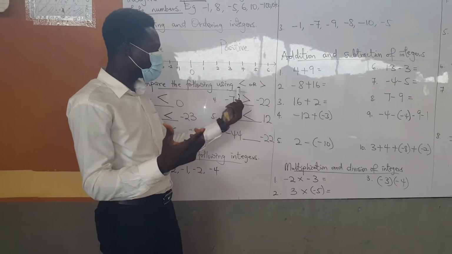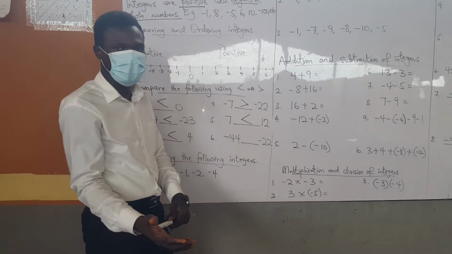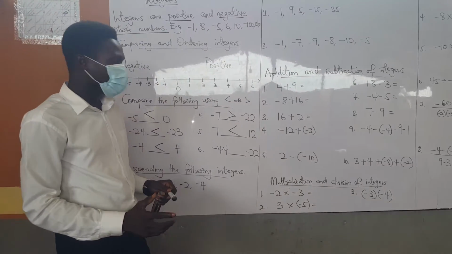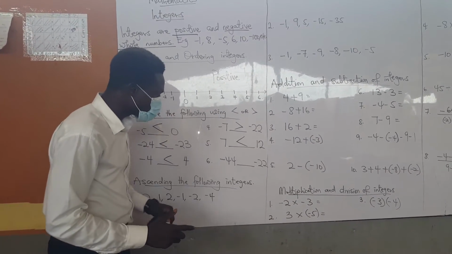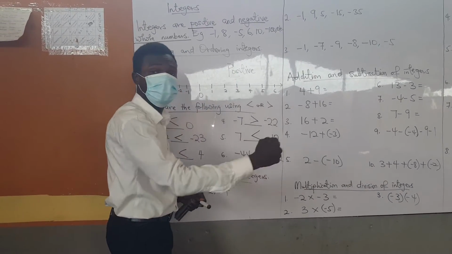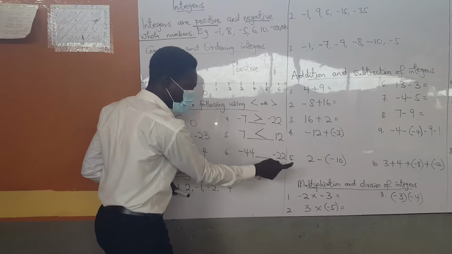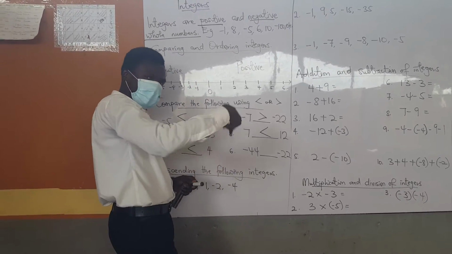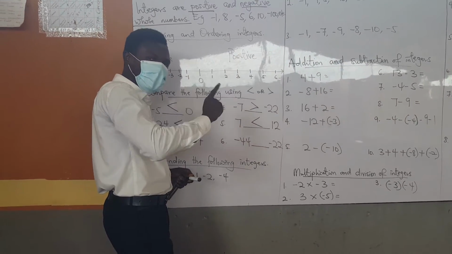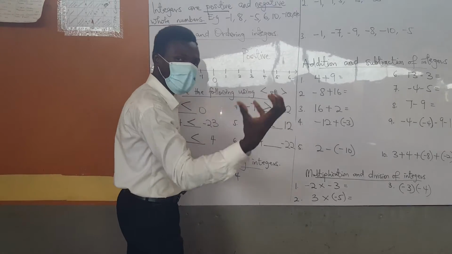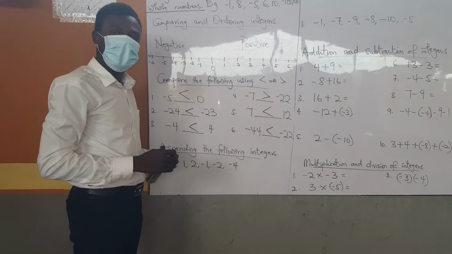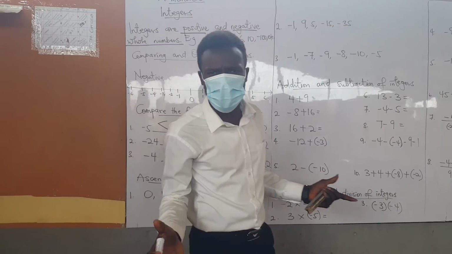I hope in Form 1 you know the difference between less than and greater than. If you don't know, try and get the differences between them. Then when you come to the last one, negative 44 and negative 22. 44 is the greater number or the bigger number. But because it is having negative, it makes the 44 less. So negative 44 is less than negative 22. So that is all for the comparison.